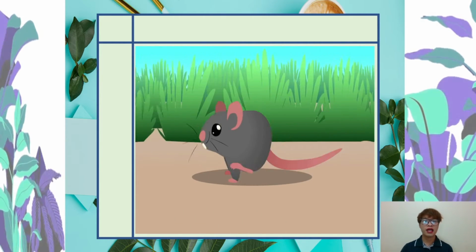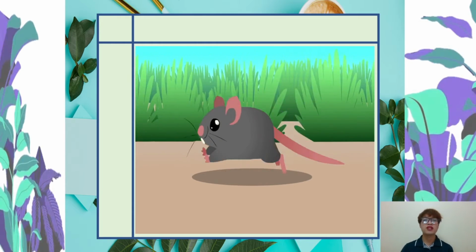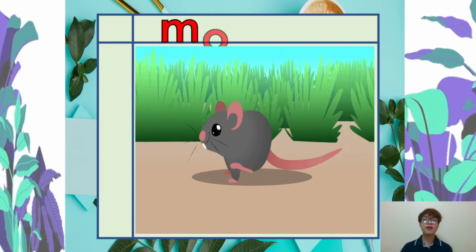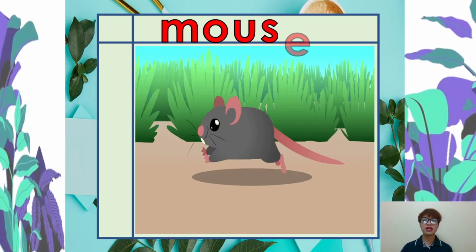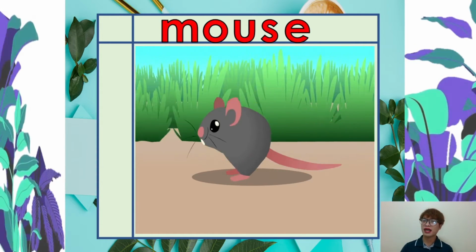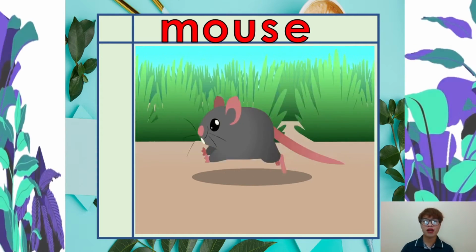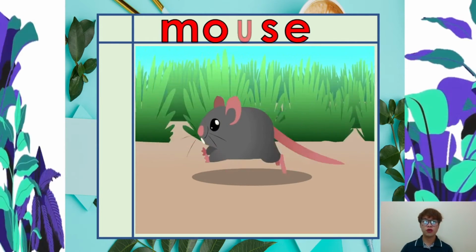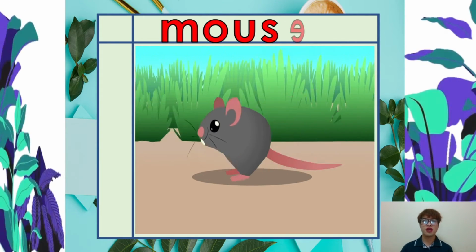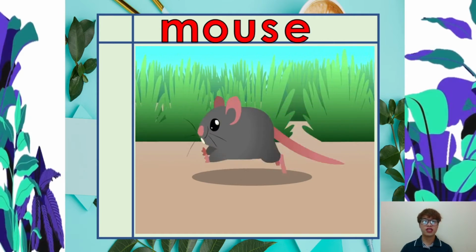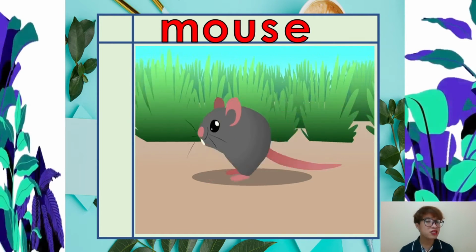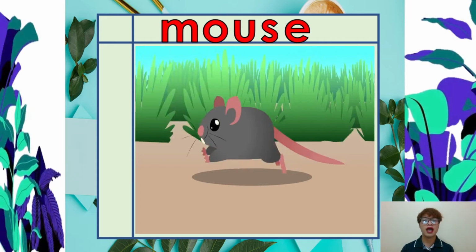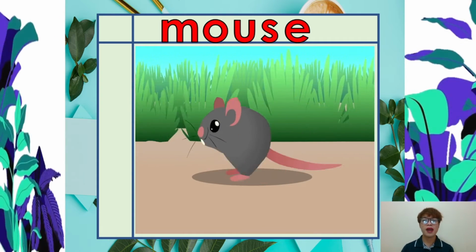Next we have mouse. Mouse. Again, please. Mouse. Very good. M-O-U-S-E. Mouse. Again, please. Mouse. Very good. M-O-U-S-E. Mouse. Very good. What is it? It's a mouse. Again, it's a mouse.